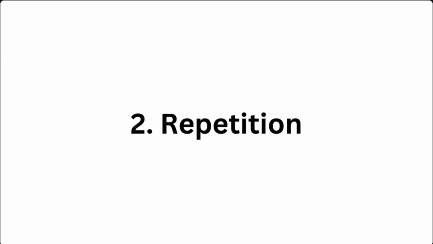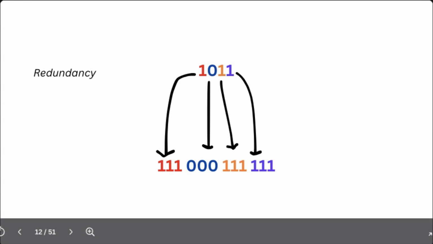Now let's move on to repetition. Repetition code enhances error detection and correction by sending each bit multiple times. The receiver uses a majority vote to determine the original bit, increasing redundancy and accuracy. Let's have this example. Let's say that the original data is 1011. Each bit is sent 3 times to create redundancy.